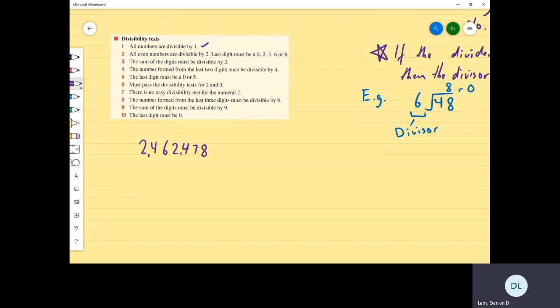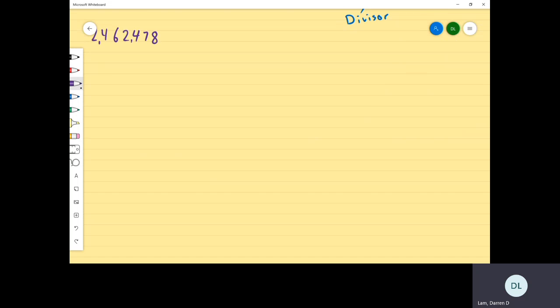All even numbers are divisible by 2. The last digit must be 0, 2, 4, 6, or 8. In my case of this number here, 2,462,478, the last digit is an 8. It's even, which means it is divisible by 2. So let's tick that.